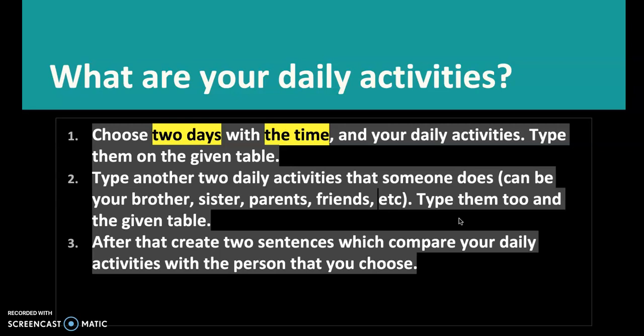And then after you type your 2 days of activities and the time, you need to type another 2 daily activities that someone does. It can be your brother, your sister, your parents, your friends, etc. You can type them in the given table in the Google Slides. After that, you need to compare your activities and the person that you choose.